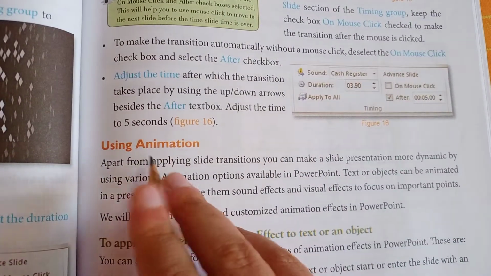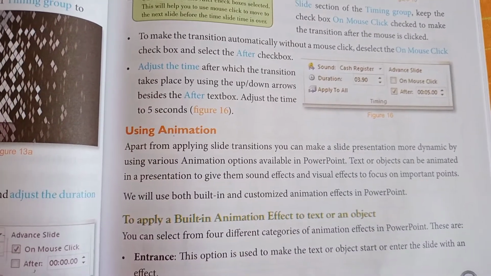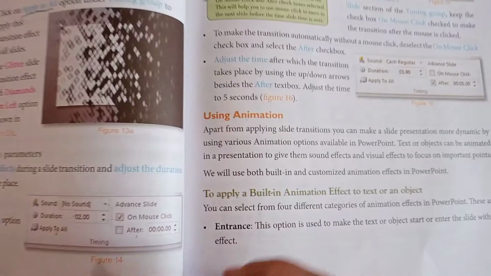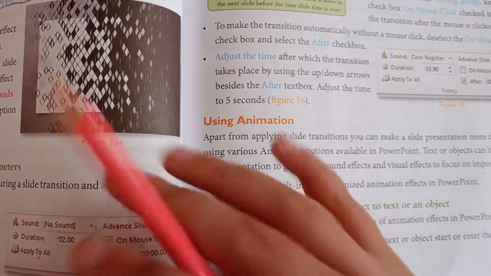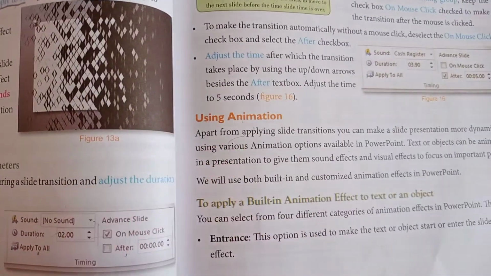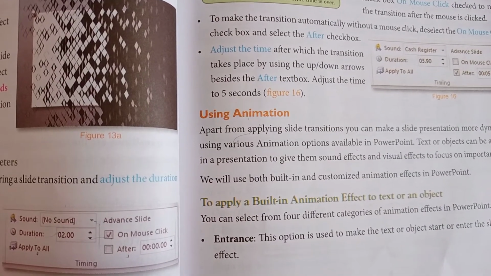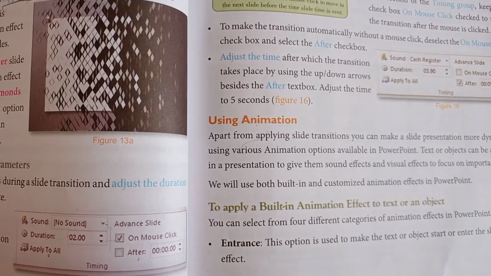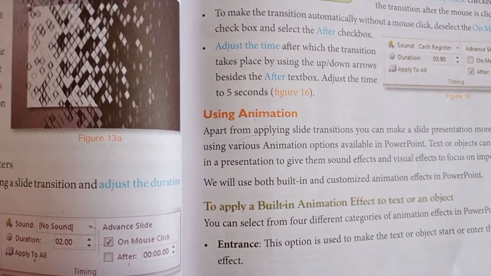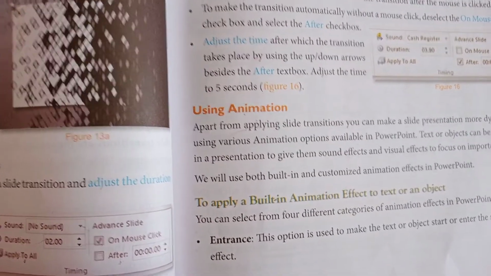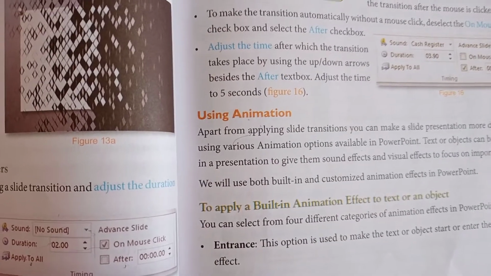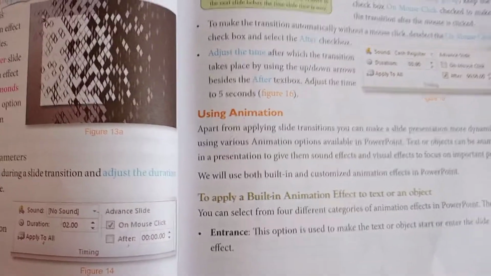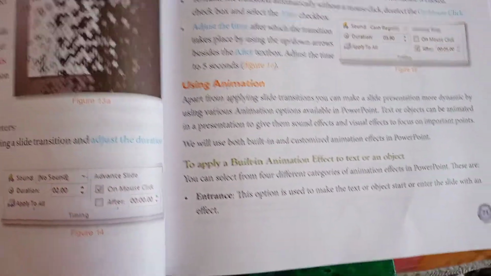Next topic is using animation. Animations are also available in PowerPoint. Slide transition is applied to the whole slide, while animation can be applied to individual objects. Like if you have made a slide in which pictures and content are there, you pasted a picture and you are explaining something about it, so two objects are there, explanation and picture, and we can apply an individual effect to each of these.